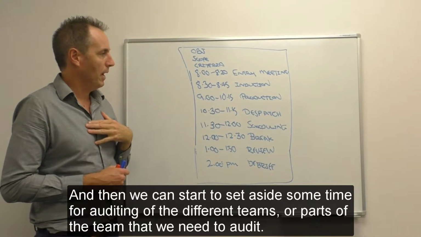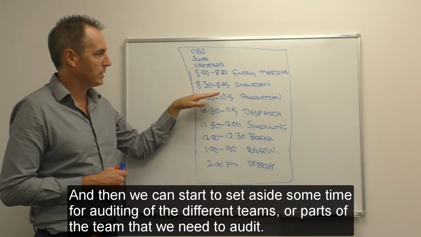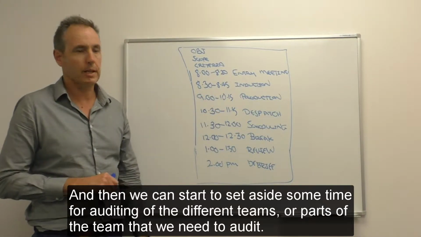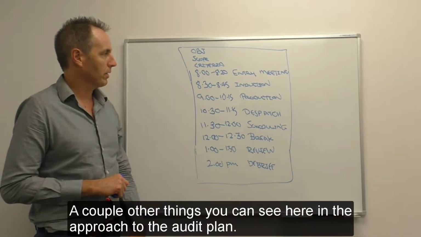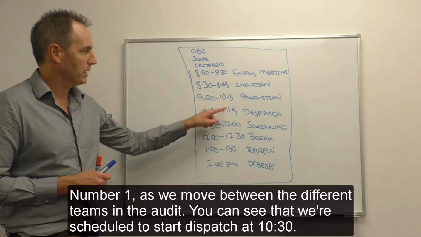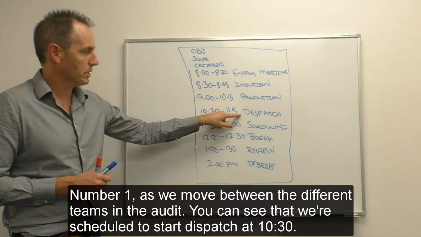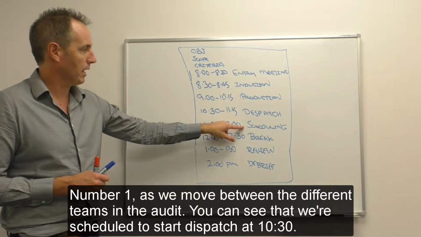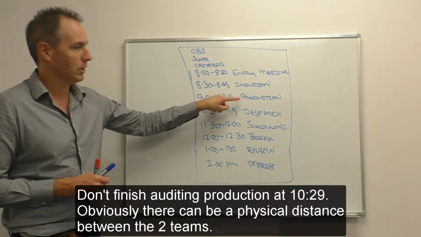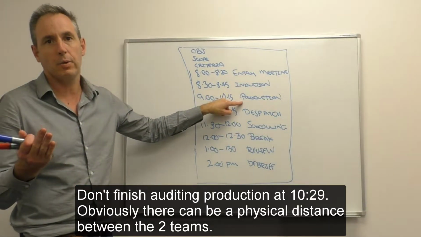And then we can start to set aside some time for auditing of the different teams or parts of a team that we need to audit. A couple of the things you can see here in the approach to the audit plan. So number one, particularly as we move between the different teams in the audit, you can see that we're scheduled to start the audit with dispatch at 10:30. Don't finish auditing production at 10:29.